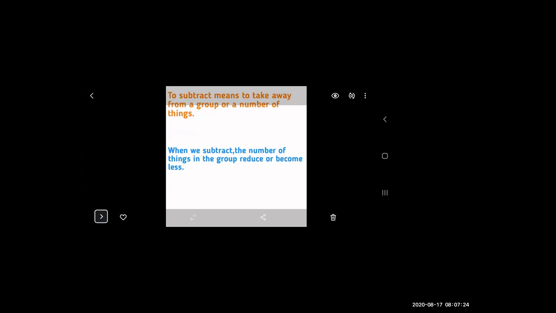to subtract means to take away from a group or a number of things. When we subtract, the number of things in the group reduces or becomes less. As we saw in the example of balls, I had 10 balls with me, but after giving 7 balls to you all, I remain with only 3 balls. So that 10 balls come directly to 3 balls. That means the number reduces from 10 to directly 3. So this is the meaning of subtraction. I'm repeating it again: when we subtract, the number of things in the group reduces or becomes less.